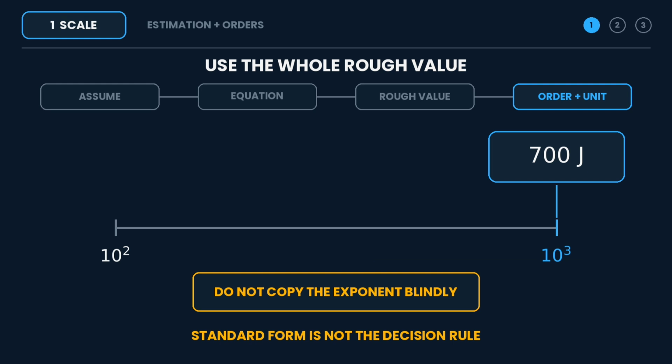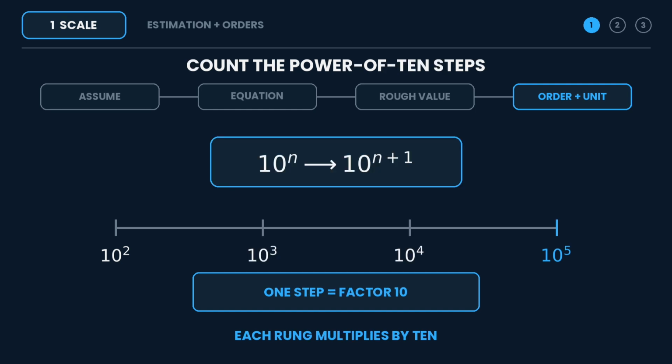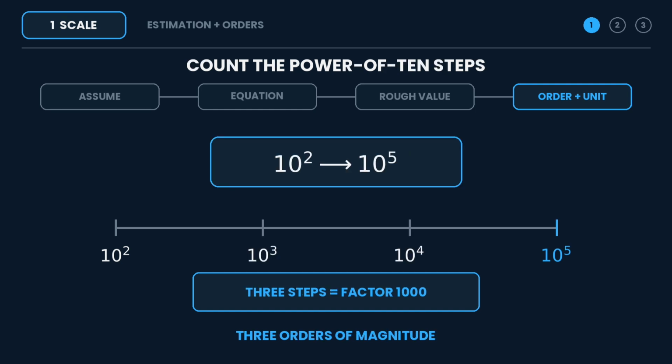Don't just copy the exponent from standard form. Use the whole rough value to choose the nearest power of 10. Here, 700 is clearly on the 1000 joule rung, not the 100 joule rung. Moving one step on the ladder multiplies by 10. 3 steps means a factor of 1000.